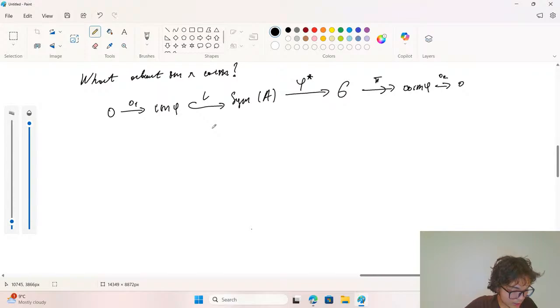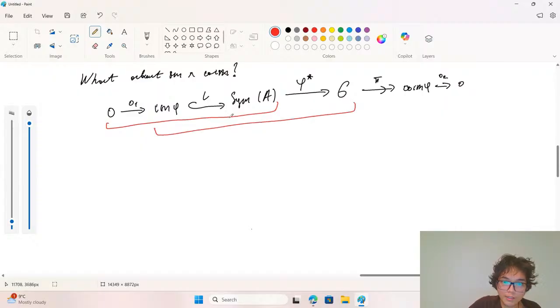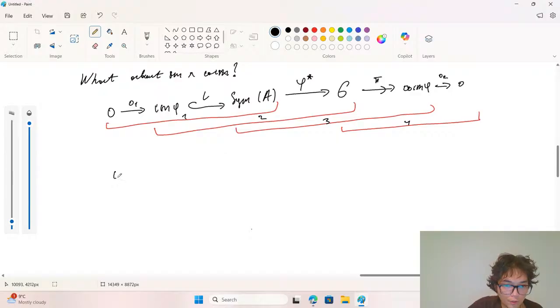Okay, then let's continue. Also, I break this into the parts, this part, and then this part, second, third, and fourth. I will not write the numbers. Maybe one, two, three, four. So first, it's obvious as in the previous situation, it's exact.